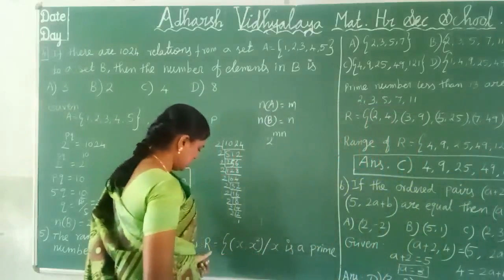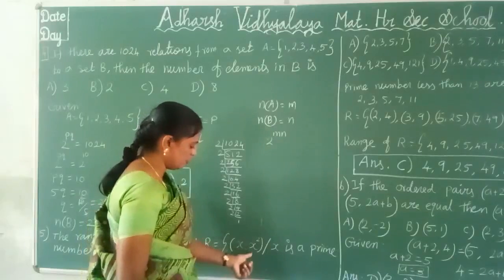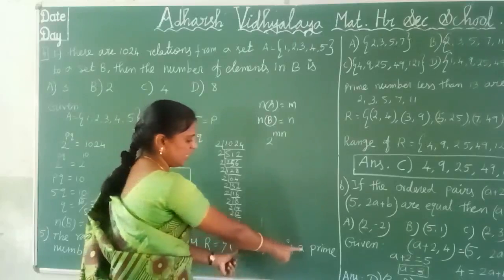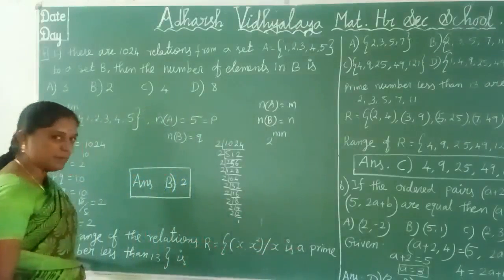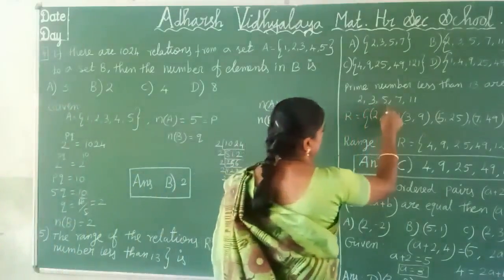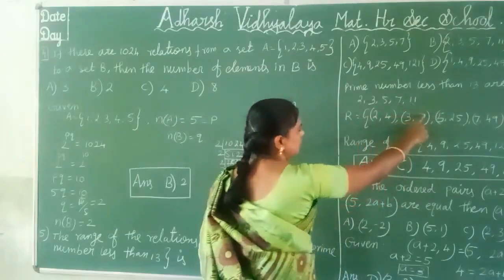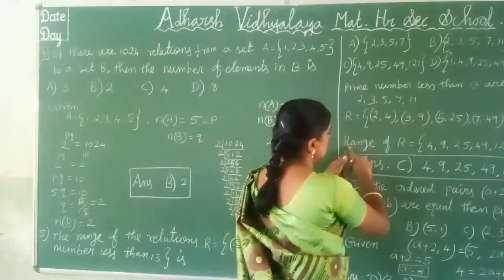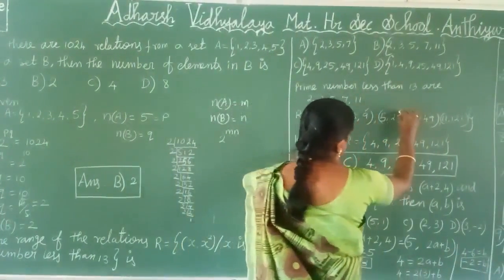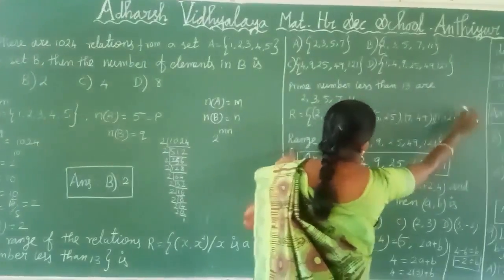So we made the relation x comma x square: 2 comma 4, 3 comma 9, 4 comma 16. But here only prime numbers, so no need to take 4. So we take 2, 3, 5, 7, 11. Only the range of those numbers we want to write. So what is the range of R? 4, 9, 25, 49, 121.